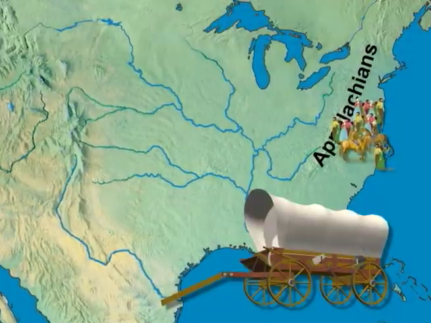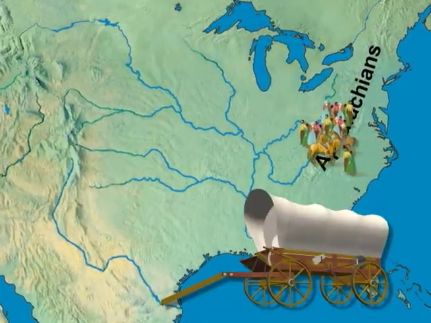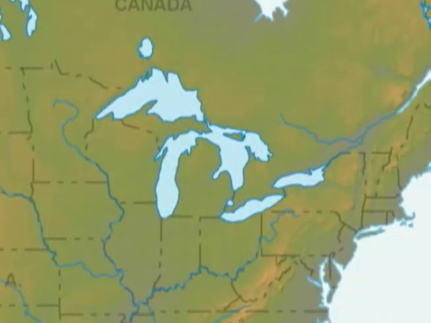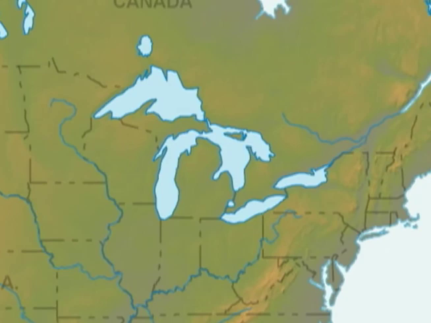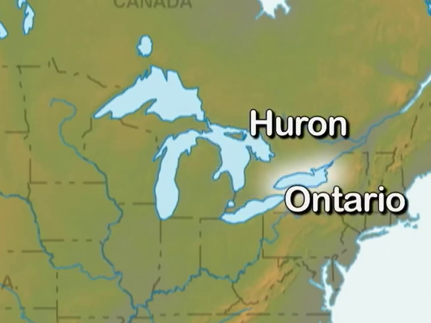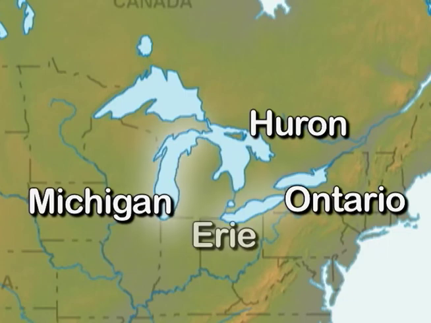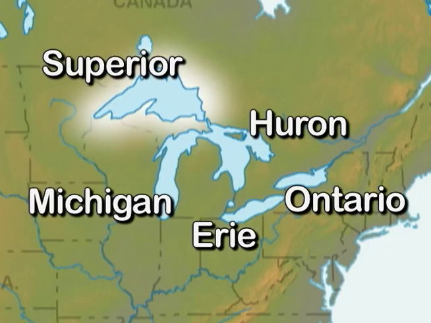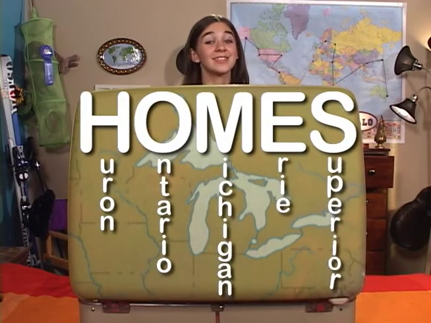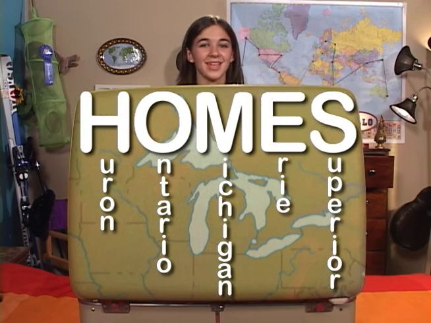As European Americans started to explore the United States, they discovered many places to make their homes. Many people settled in the areas surrounding the Great Lakes: Lake Huron, Lake Ontario, Lake Michigan, Lake Erie, and Lake Superior. They made their homes there. And that's a good way to remember the names of those lakes.